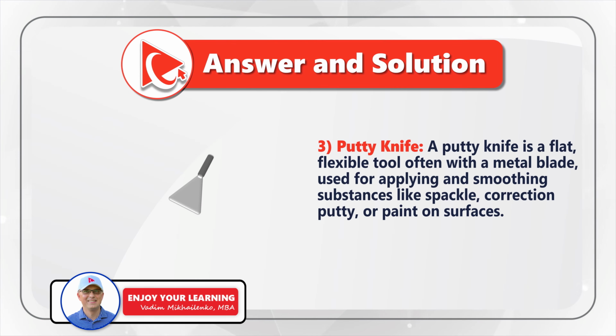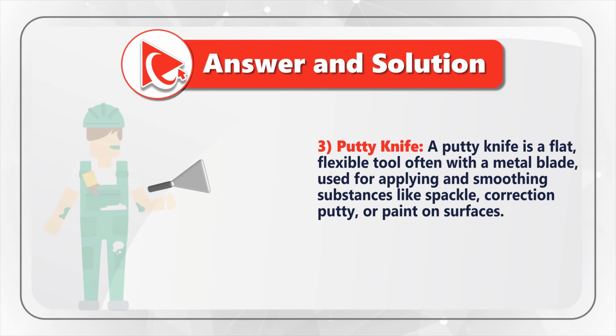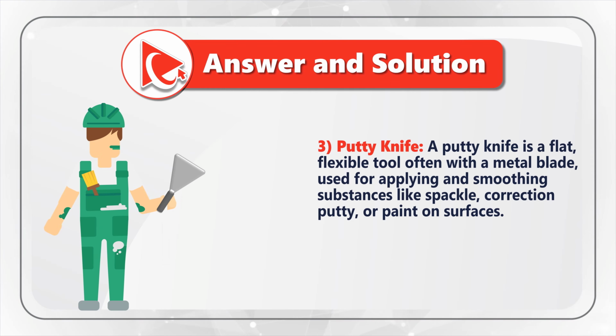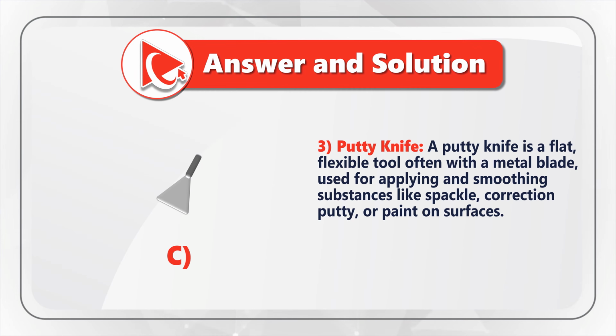I think description 3 matches the putty knife. The putty knife is a flat, flexible tool, often with a metal blade, used for applying and smoothing substances like spackle, correction putty, or paint on surfaces. And description 3 matches choice C.